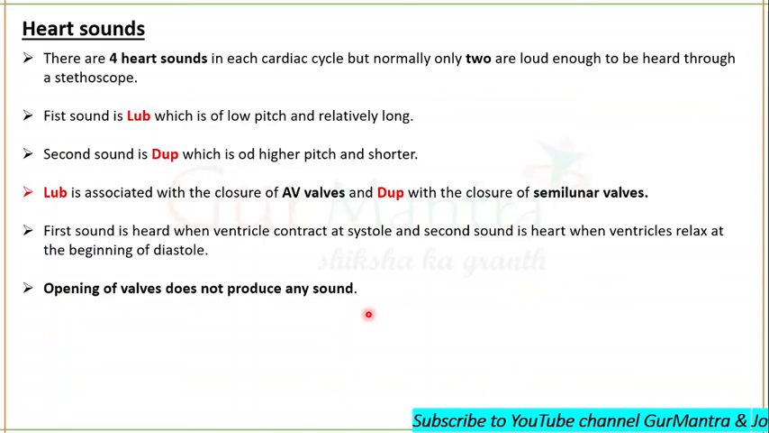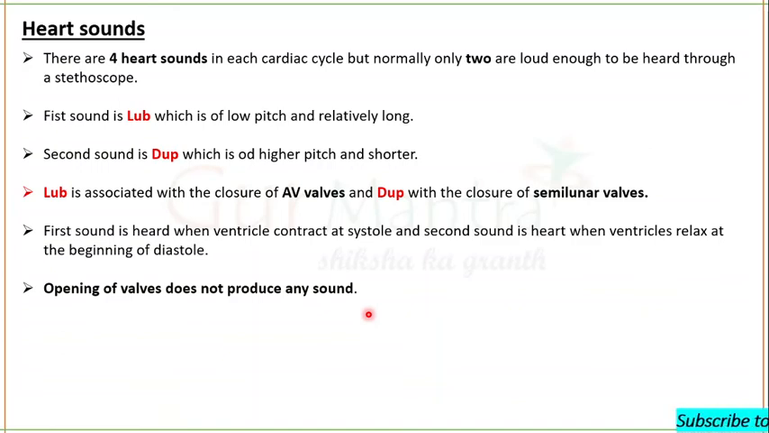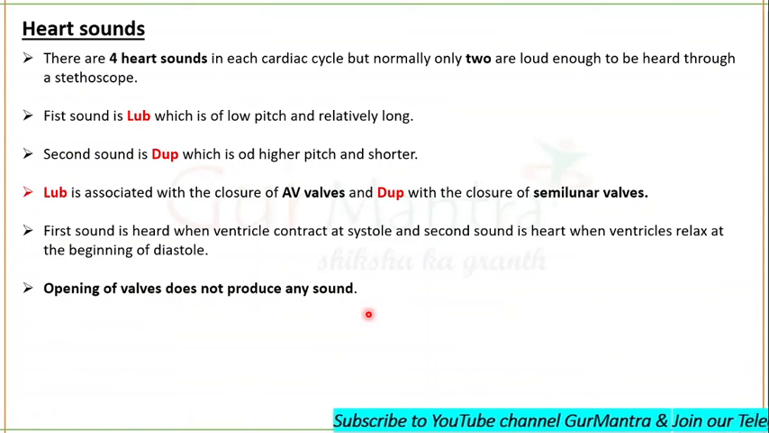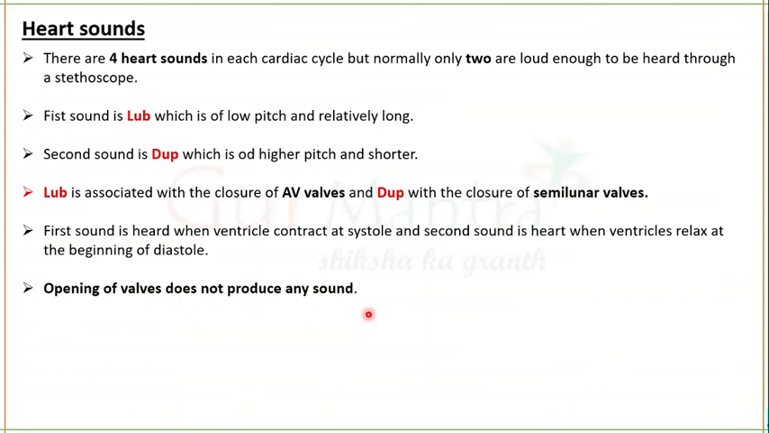So there are two major sounds, lub and dub, which can be heard. Generally there are four, but only two can be heard. Lub is associated with the AV valves and dub is associated with the semilunar valves. The first sound is lub, the second sound is dub.